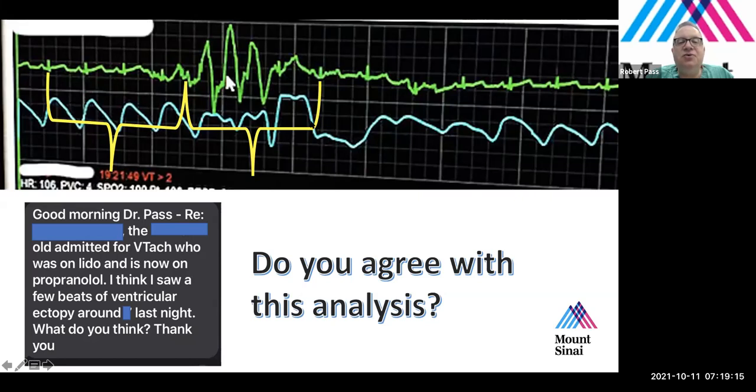It would be highly unusual with a PVC. You would expect resetting of the QRS rate, and so you would not expect the next QRS to come exactly on time. So you are correct, Grace. This is an example of artifact.